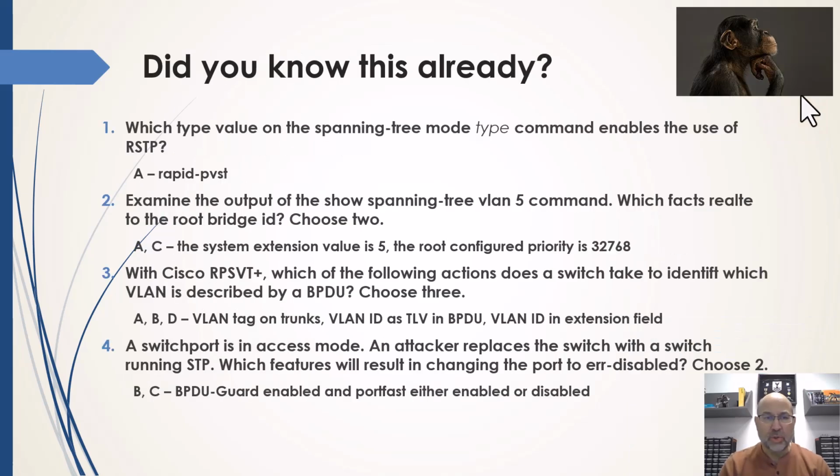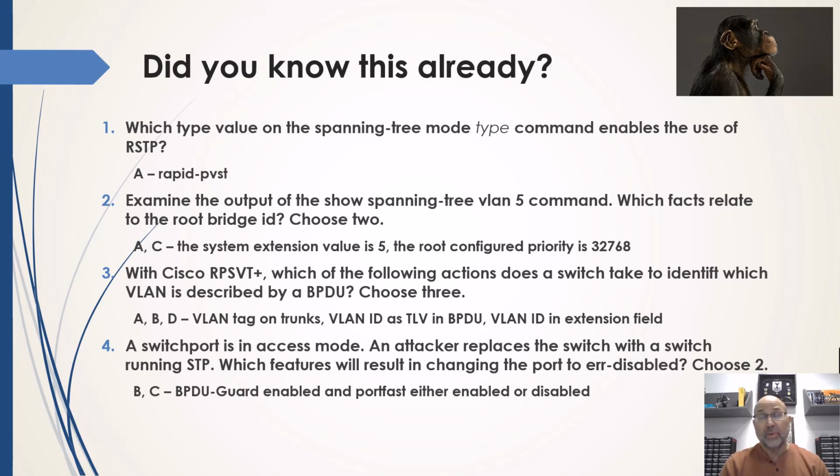Question 1 in the "Do You Know This Already?": Which type value in the spanning-tree mode type command uses or enables the use of RSTP? And the answer there is A, rapid-pvst. We'll see that again today. Question number 2, examine the output of the show spanning-tree vlan 5 command. Which facts relate to the root bridge ID?